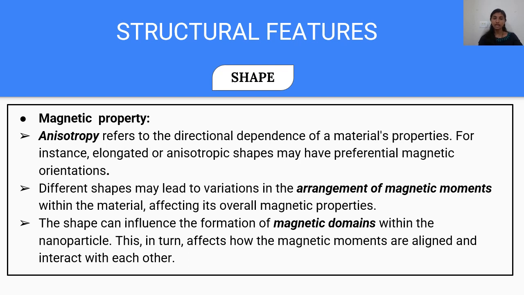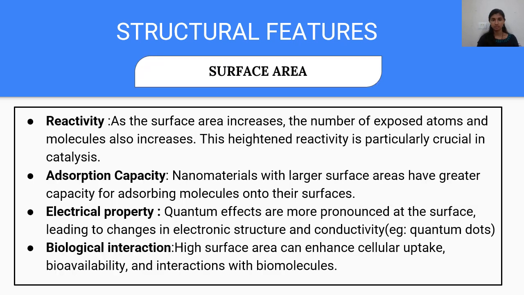The shape can influence the formation of magnetic domains within the nanoparticle. This, in turn, affects how the magnetic moments are aligned and interact with each other. For example, magnetic nanotubes may have different magnetic properties than spherical nanoparticles of the same material.